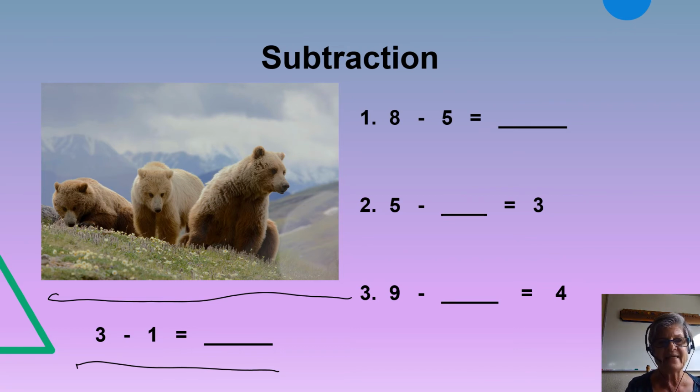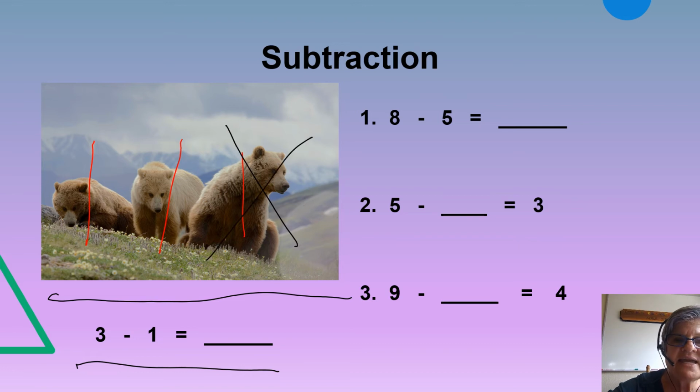Now, let's see. I think I have 3 bears. Let me put a line through them to see if I do have 3. 1, 2, 3. And I did have 3 bears, didn't I? Okay. So it says if I have 3 bears, I need to take away 1. Now, it doesn't matter which one I'm going to cross out. I'm going to cross out the first one because it looks like he is going to go down the hill and leave his friends up on the hill.